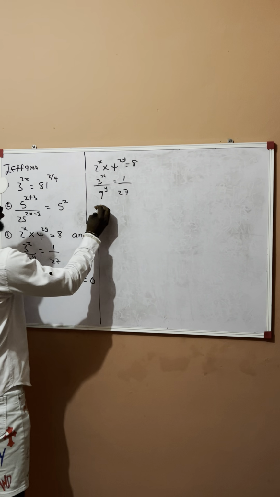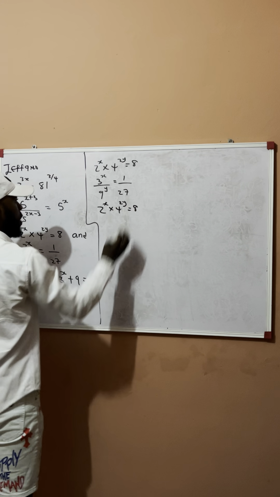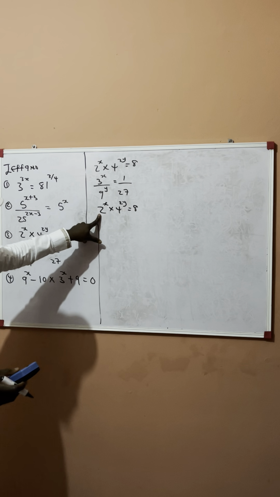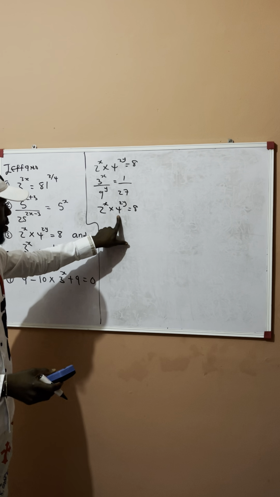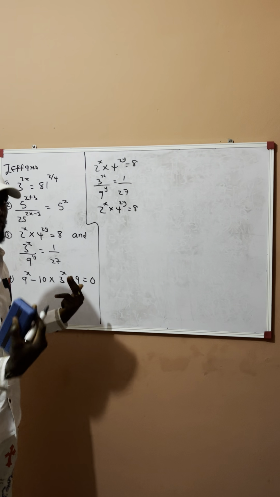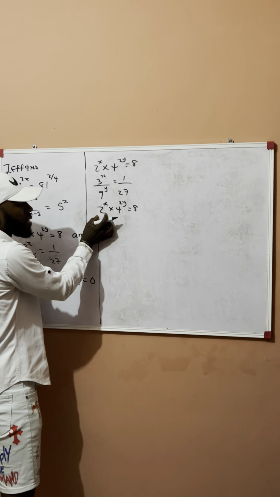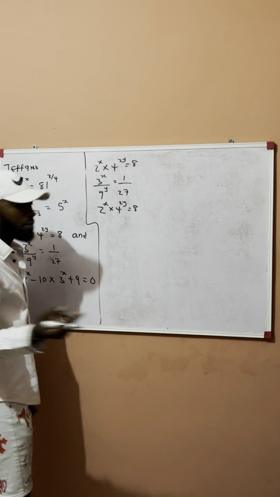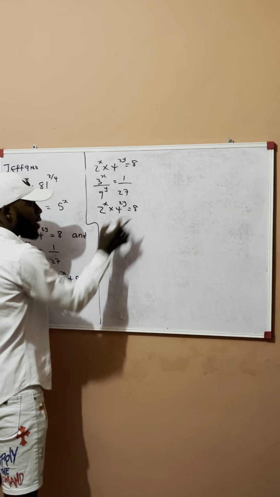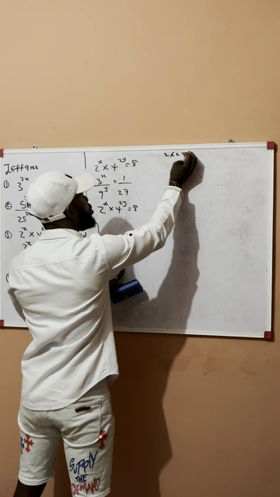Now, the first says 2 raised to the power x times 4 raised to the power 2y equal to 8. Let's start. The base is 2 here. The base is 4. And the base is 8. You will notice that the smallest base among them is 2. So what do we do? We break base 4 to 2, and we break base 8 to 2. Now, how do we do that? How many times are we multiplying 2 to get 4? 2 times. How many times are we multiplying 2 to get 8? 3 times.